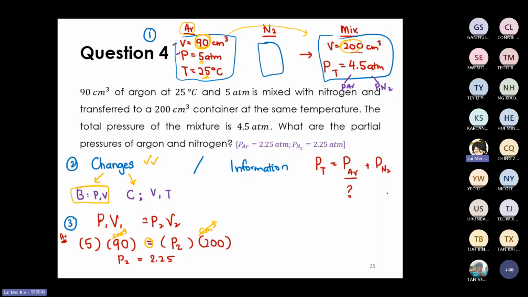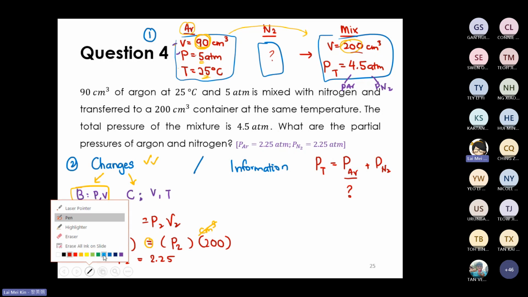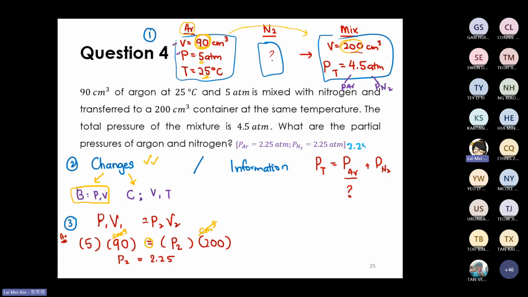2.25. I don't have any information about nitrogen. So argon is 2.25. How do I find the pressure of nitrogen? We know the total is 4.5. We know argon is 2.25. We know the total is argon plus nitrogen. So 4.5 equals 2.25 plus nitrogen. So nitrogen is 2.25 atmosphere.